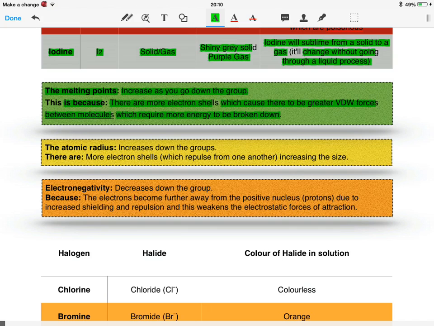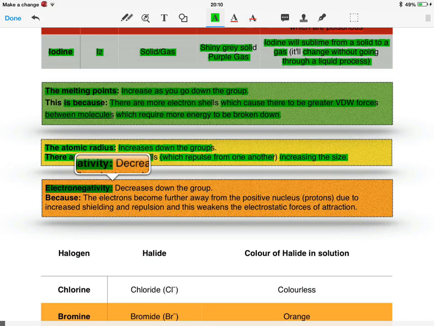We also need to know the atomic radius. Well, this kind of ties in with the last point. This will increase down the group, and this is because there are more electron shells which will repulse from one another, therefore increasing the size. Also there's more electrons, but the main point is more shells, more repulsion.